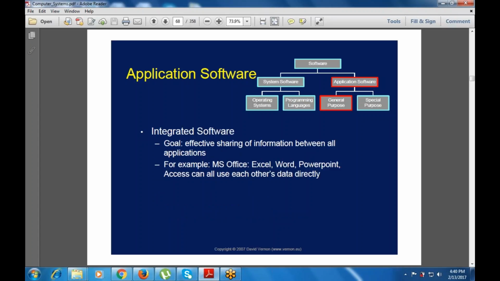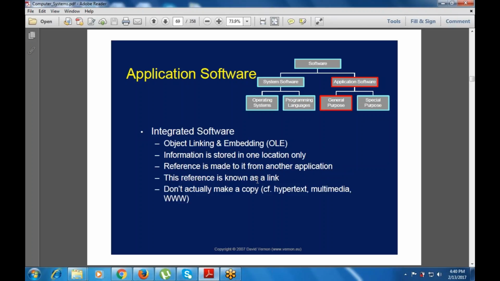There are two types of application software. One is general purpose, one is special purpose. And the next one is integrated software, and the goal is to make effective sharing of the information between all the applications that we are using. For example, when I am talking about Word, Excel and PowerPoint, these can be accessed by all users.